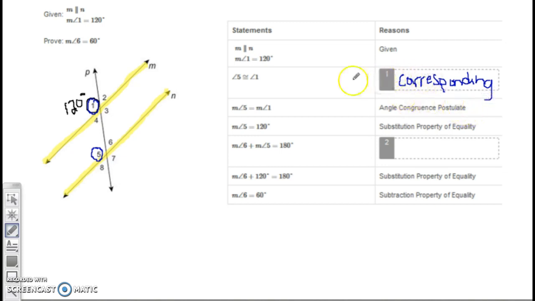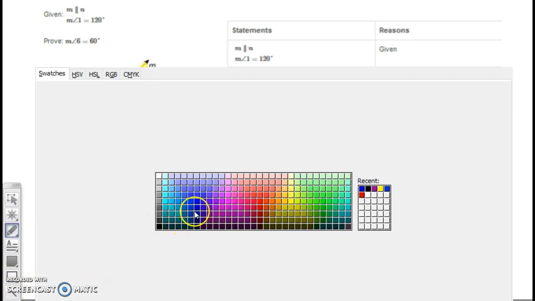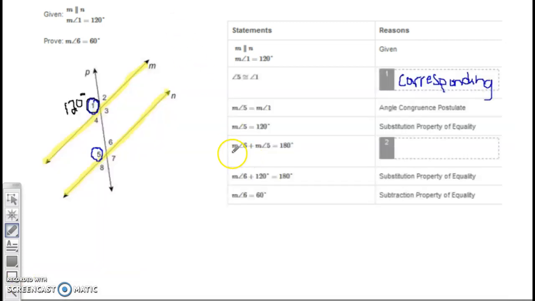And then because they're congruent, we know their measures are also equal. That's that congruence postulate. And so we know the measure of angle 5 is 120 degrees. They just use substitution to plug that in. And then the next thing that we're trying to figure out is how do we know that the measure of angle 6 plus the measure of angle 5 equals 180?